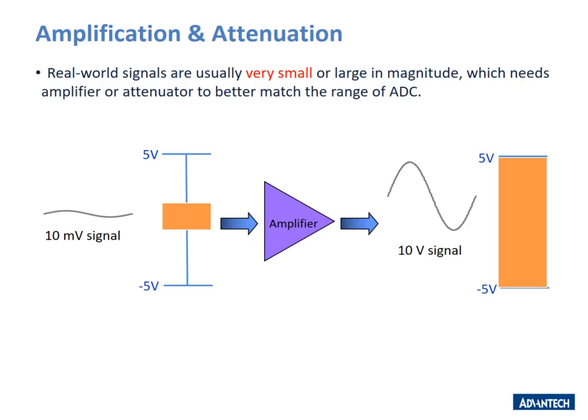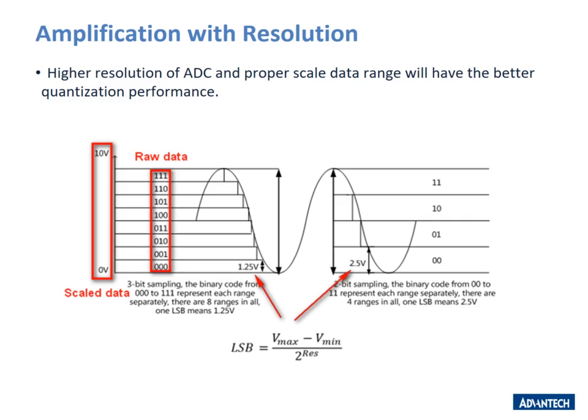Therefore it will need an amplifier or attenuator to modify the signal, so that it can match the range of the ADC. For the resolution, we have already mentioned it in the last video, common sensor introduction and signal introduction. In this part, we just want to let you know that with higher resolution of ADC and proper scale data range, it will have better quantization performance.